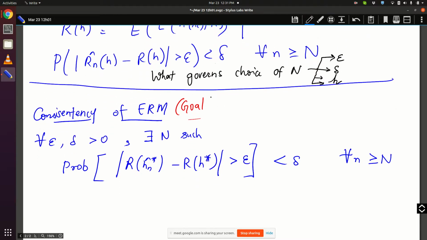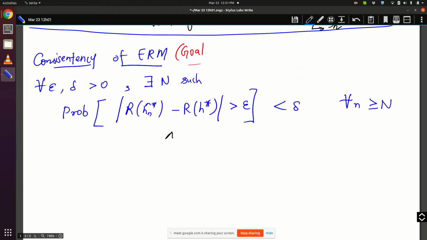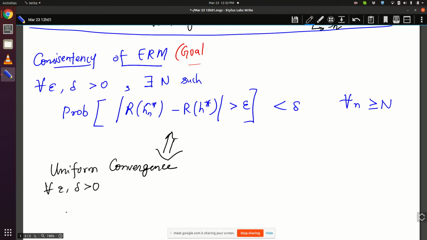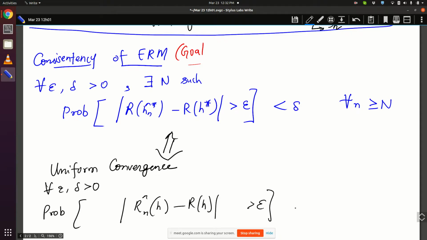So what we will say without proof now is that consistency of empirical risk minimization is achieved if and only if we have what is called uniform convergence. So what does that mean? Let me try to explain that. For all epsilon and delta greater than 0, what we need is that the probability that Rn hat of h minus R of h is greater than epsilon is less than delta for all n greater than some n. So how is this different from the weak law of large numbers?